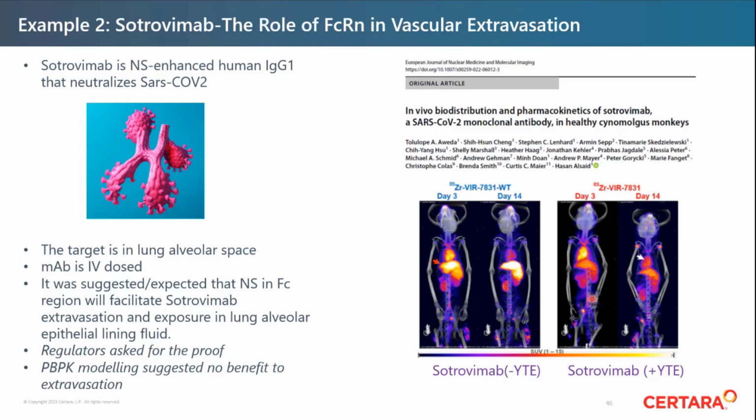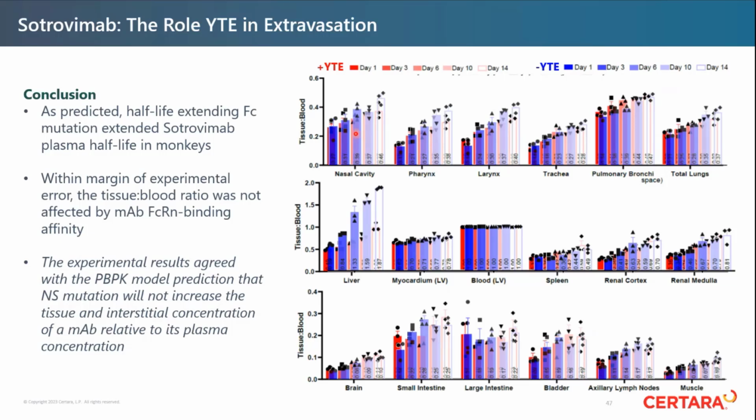So again, the same data: antibody without half-life extension put into monkeys and then studied. And yeah, it was disappointing to the team to see the hard data, that the experimental results for different segments of the respiratory tract or tissues for that matter, heart, spleen, etc., were spot on with the model predictions. So proving that there was no additional benefit.